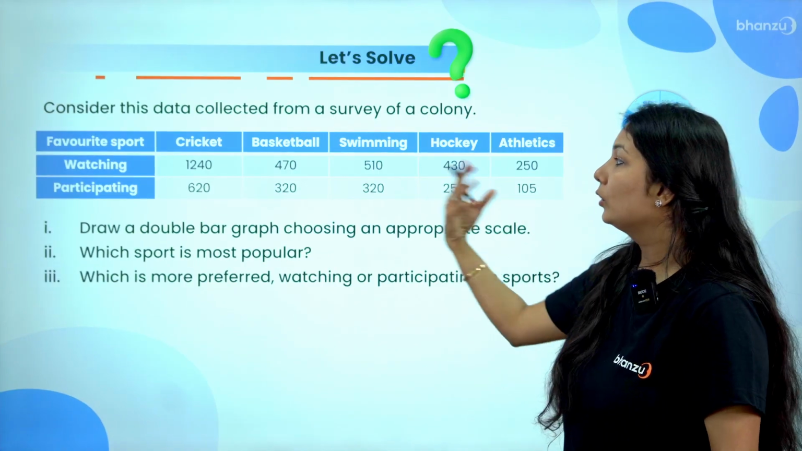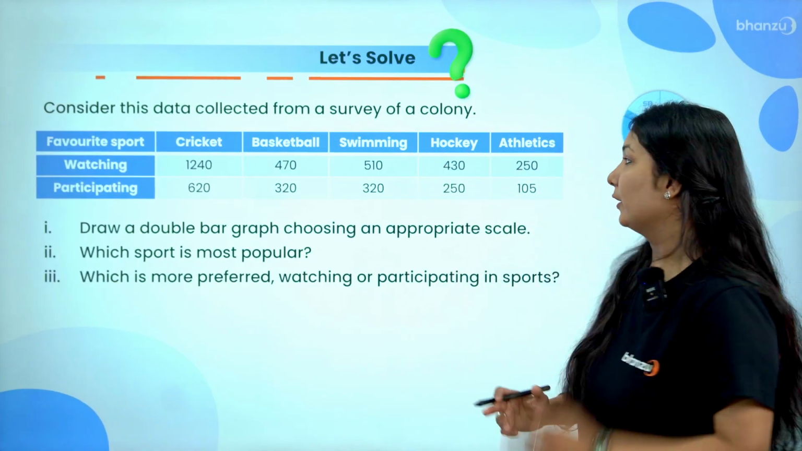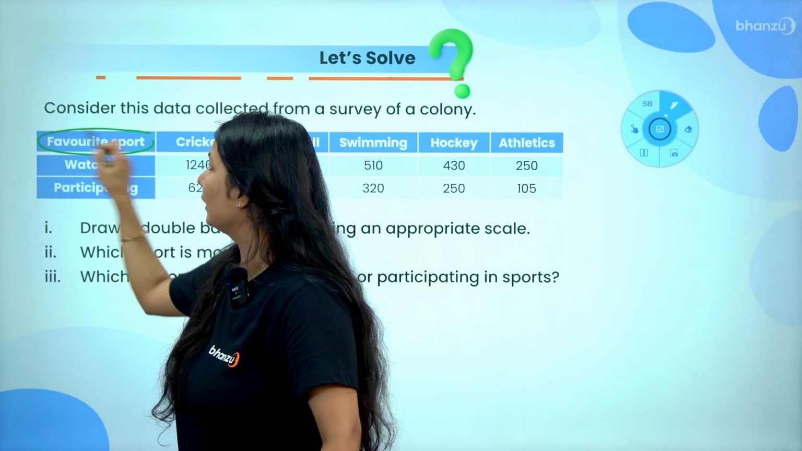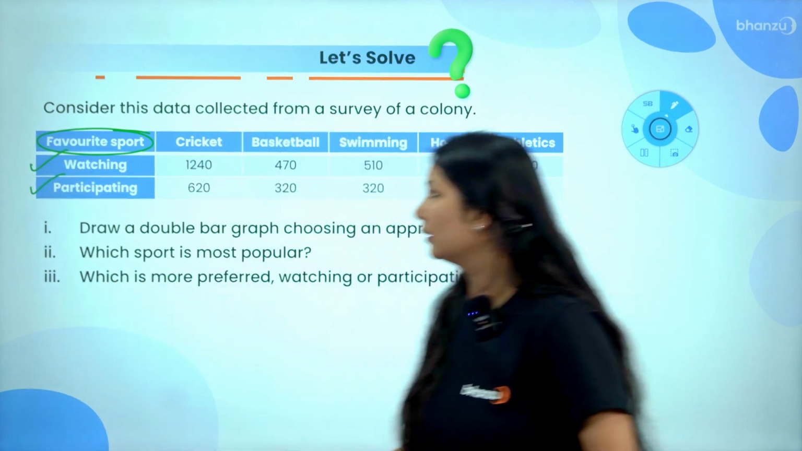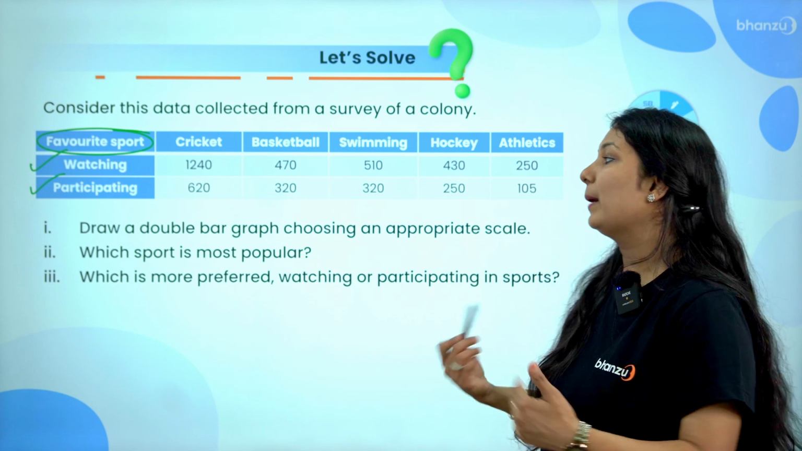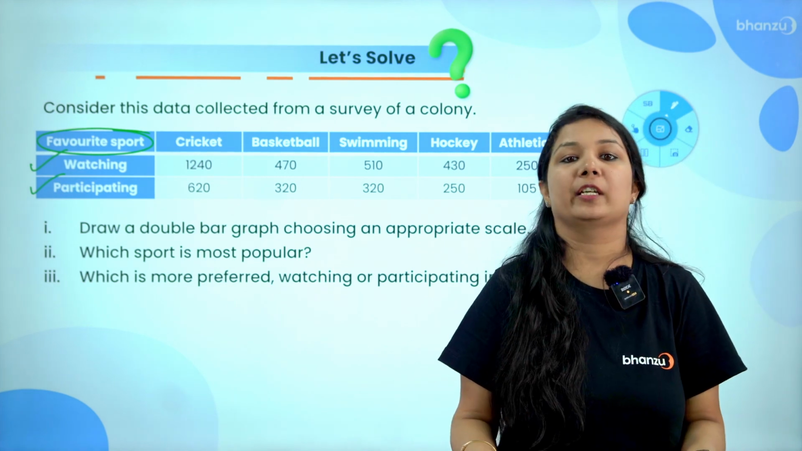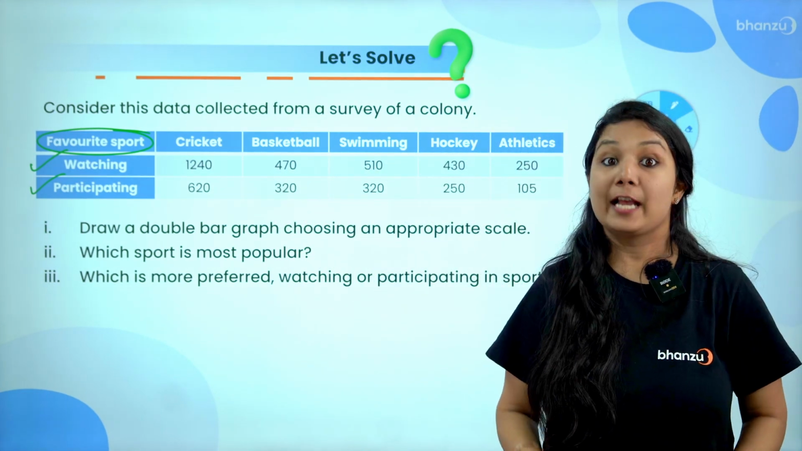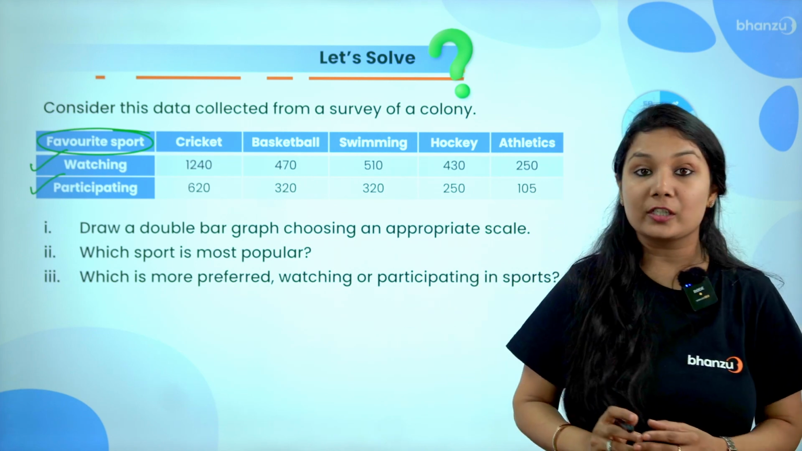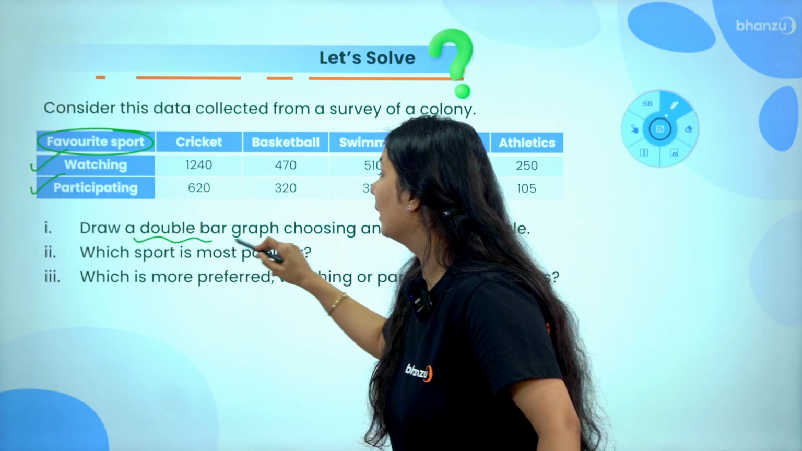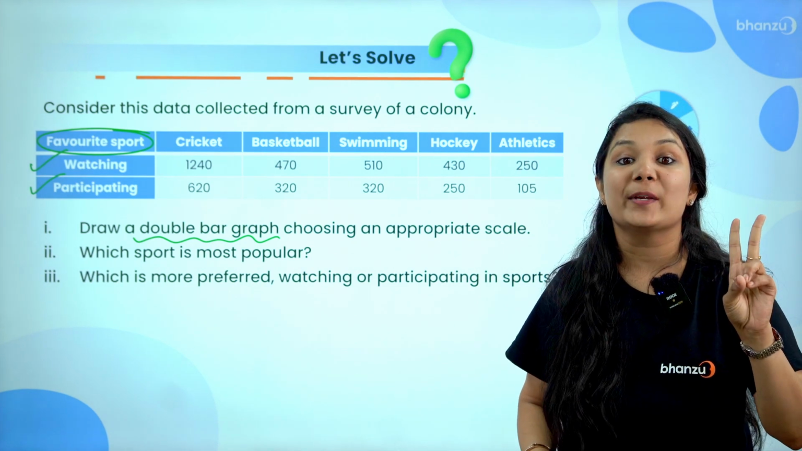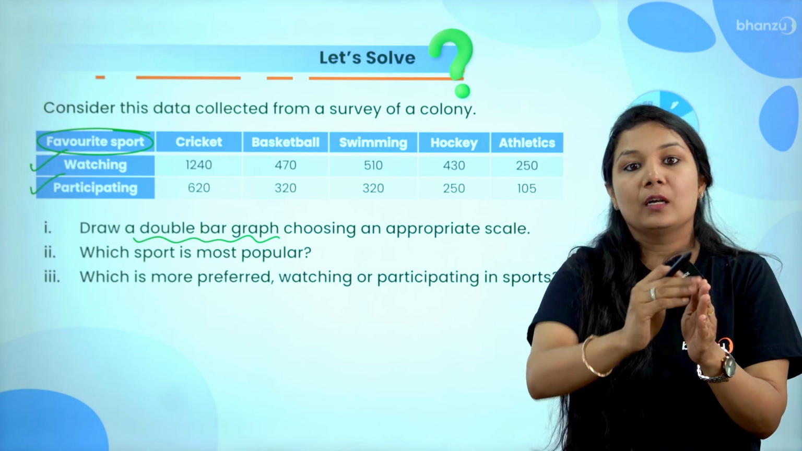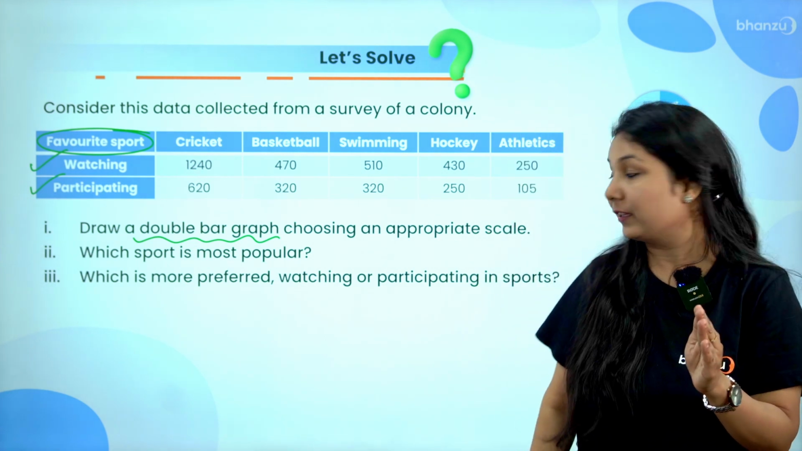if you have two data, two different informations in one question itself, right? So what is the information? The favorite sports are given and which sport is watched by people and participated also. So are they playing it or watching it? What all sports are we talking about? Cricket, basketball, swimming, hockey and athletics. So based on the data given, we have three different questions. The first one, draw a double bar graph. Why double? Because we have two informations to be represented on the bar graph. Right? That which sport, how many people are watching and how many have participated in that.